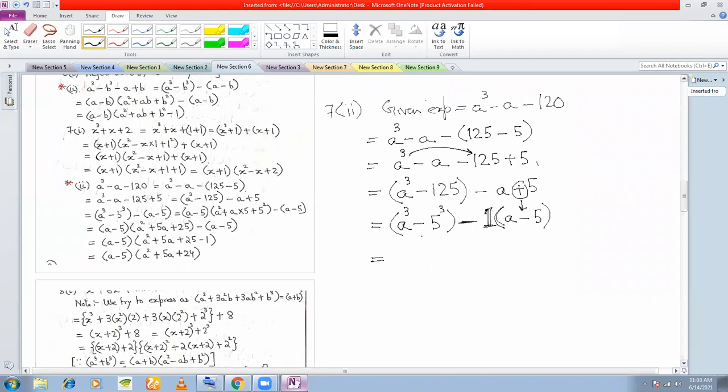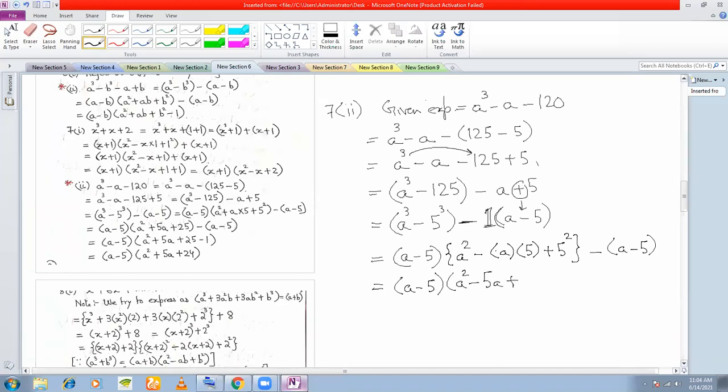So now this is a cube minus b cube is a minus b into a square minus ab. A here is, let me write this under, so I have a square minus a into b plus b square minus a minus 5. So what we have here is a minus 5 into a square minus 5a plus 25 minus a minus 5.